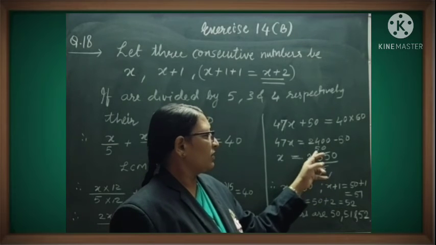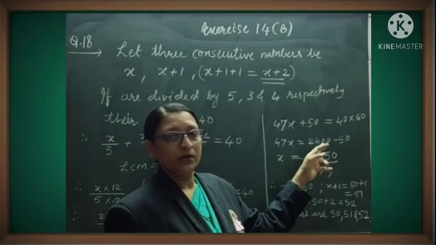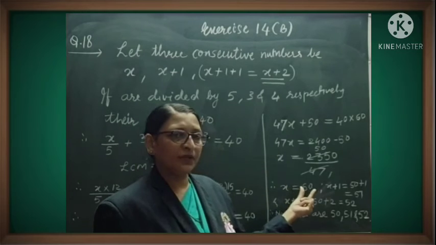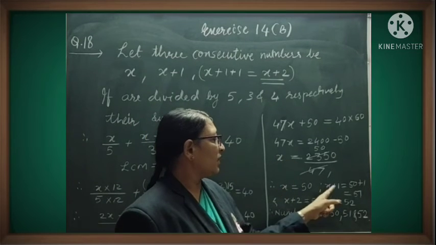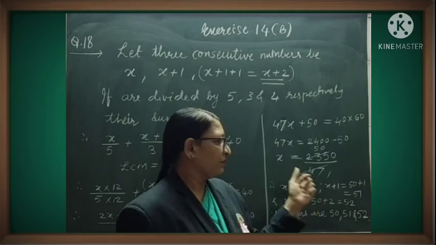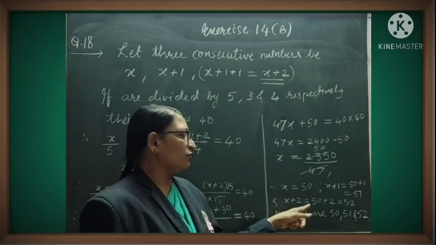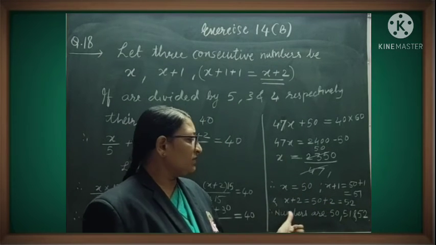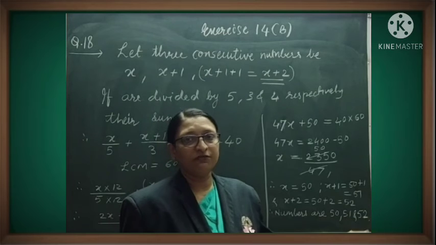47 ones are 47 and 47 5s are 235. 0 will be as it is. Since x is equal to 50, x plus 1 equals 50 plus 1, that is 51, and x plus 2 equals 50 plus 2, that is 52. Hence we can say that the numbers are 50, 51 and 52.